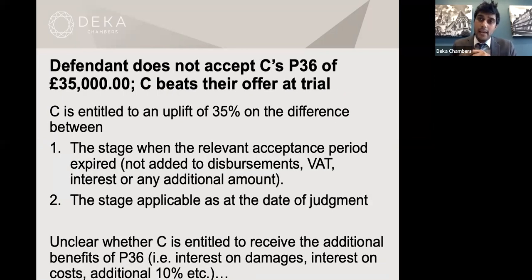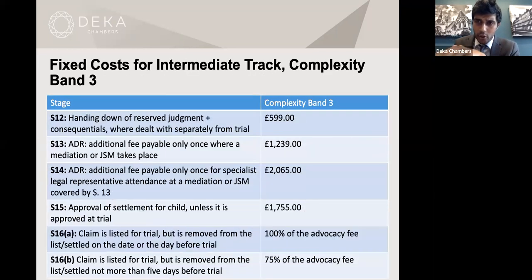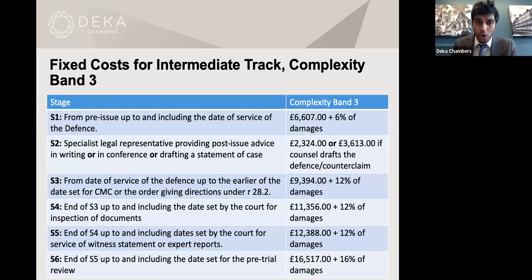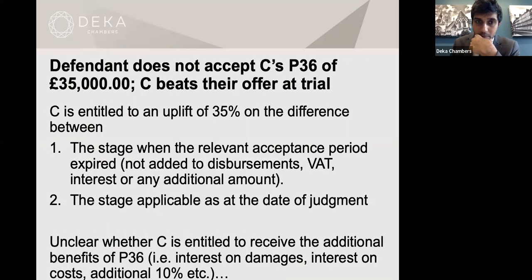But what happens, say, if the defendant doesn't accept the claimant's Part 36 of £35,000, but the claimant beats their offer at trial? What happens is that you get an uplift of 35% on the difference between the stage when it expired and the stage applicable at the date of judgment. So again, I'm not going to do maths at this point, you look at the trial, what would have been the cost of the trial minus the costs of when it expired, the £11,300 at S4, and then you get 35% of it as a result.